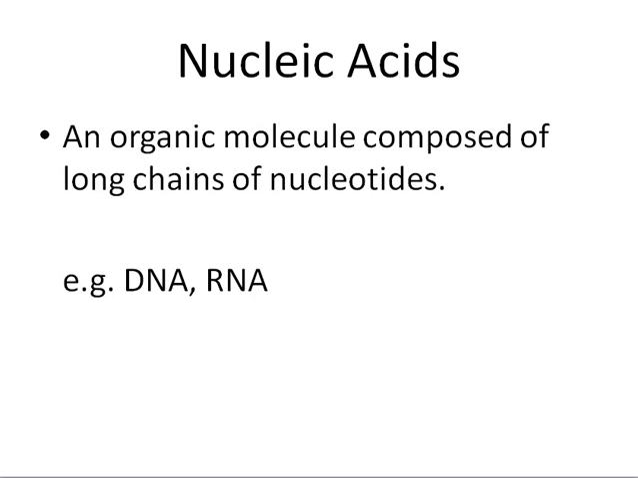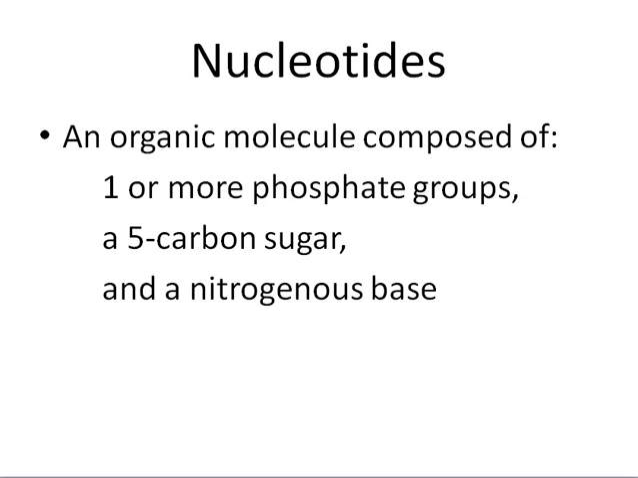Our fourth family of organic molecules are the nucleic acids. They're polymers made from nucleotides. DNA and RNA are examples of nucleic acids. Like amino acids, nucleotides contain the element nitrogen. But unlike amino acids, the nitrogen is present in the form of 5 or 6-sided rings called nitrogenous bases.